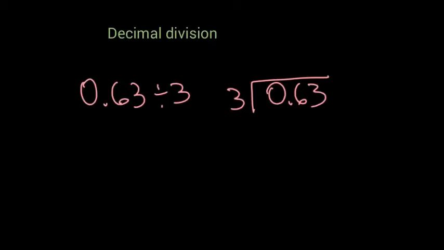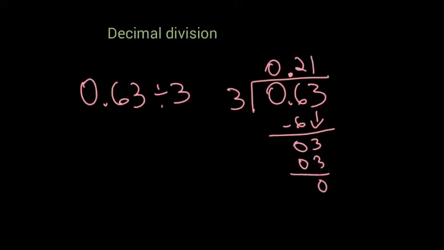And we're just going to bring that decimal straight up in this case, and then just divide like we always do. 3 goes into 0, 0 times. 3 goes into 6 twice, which is 6. Subtract, we get 0. Bring down the 3. 3 goes into 3 one time. And I'm finished. So 63 hundredths divided by 3 is 21 hundredths.